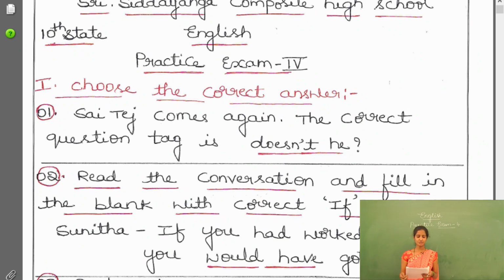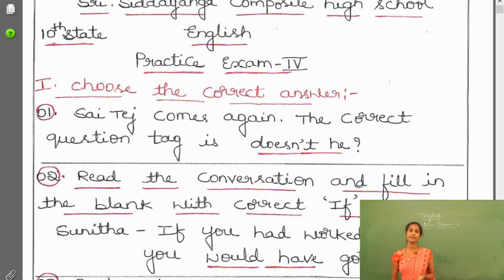First, choose the correct answer. And the very first question will be a question tag only. You are already familiar with the first 3 practice question papers, and in your board paper also the first question will be a question tag. Okay. So what is the statement there? Sai Tej comes again. There you have to observe the statement first.